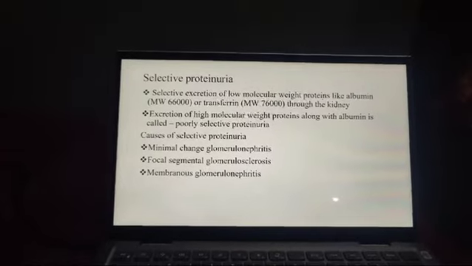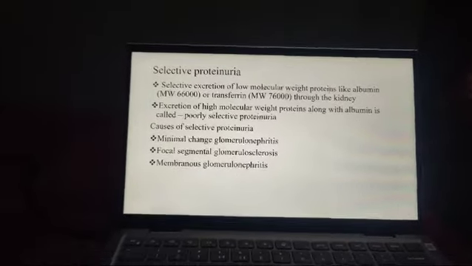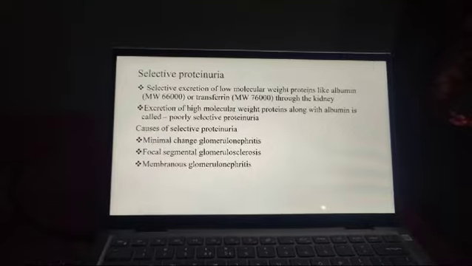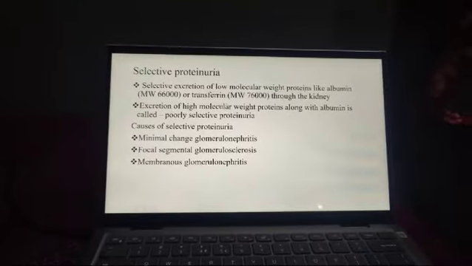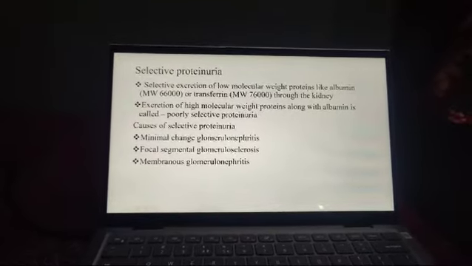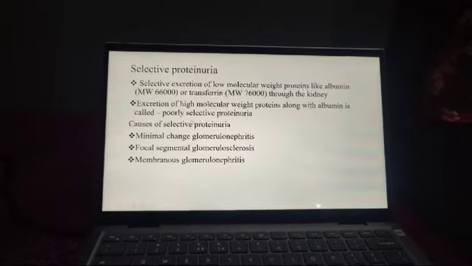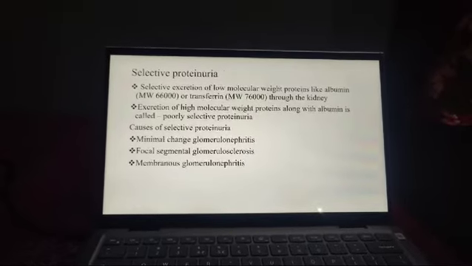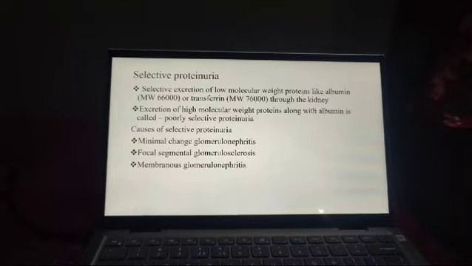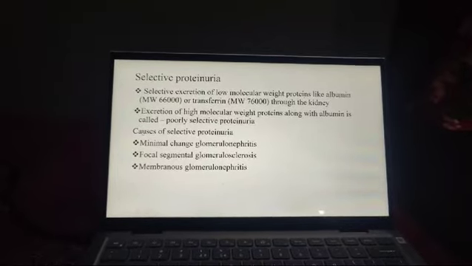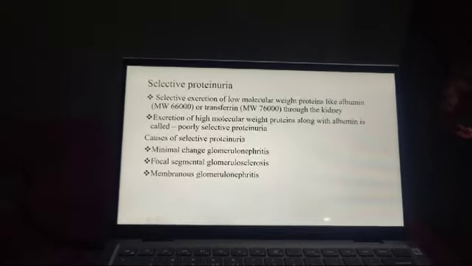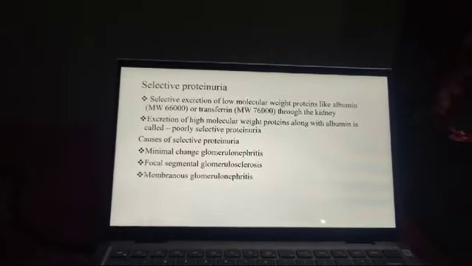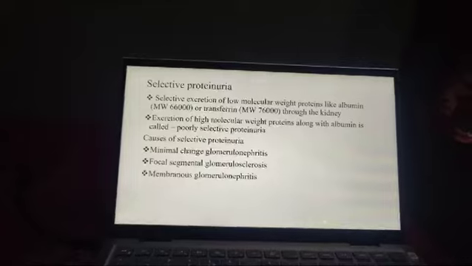What do you mean by selective proteinuria? When there is selective excretion of low molecular weight proteins like albumin or transferrin through the kidney, it is called selective proteinuria. What is poorly selective? When high molecular weight proteins are excreted along with albumin, it is called poorly selective proteinuria. Now, what are the causes of selective proteinuria? Minimal change glomerulonephritis, focal segmental glomerulonephritis, and membranous glomerulonephritis.